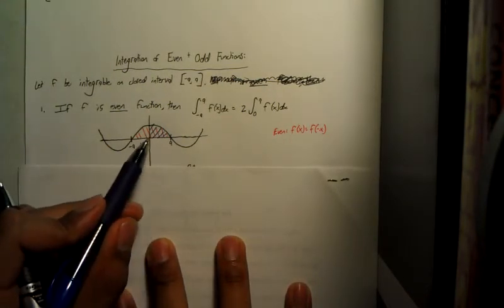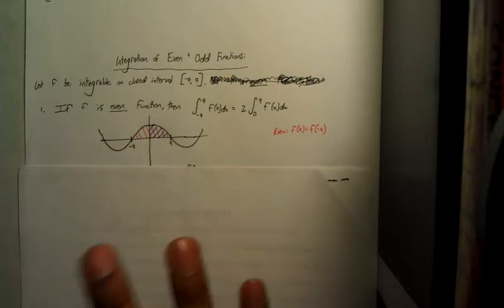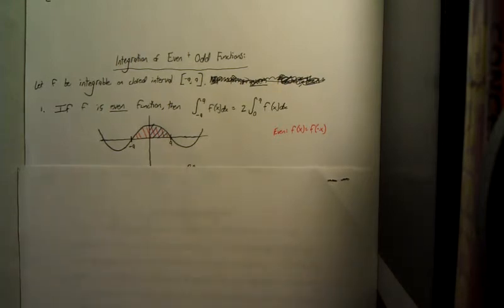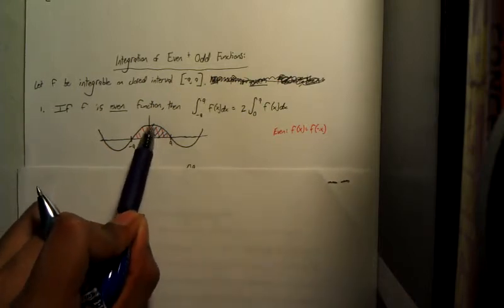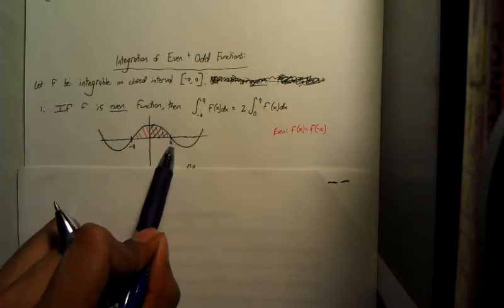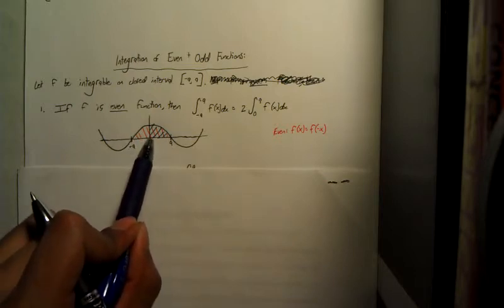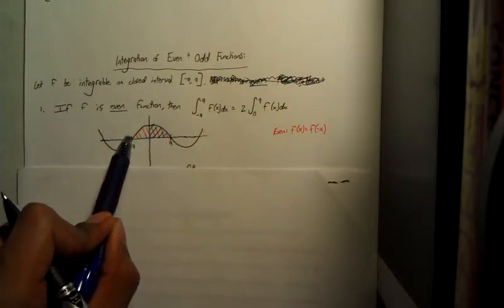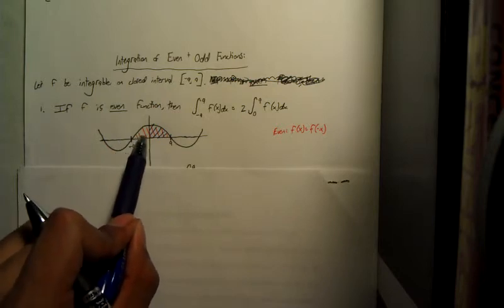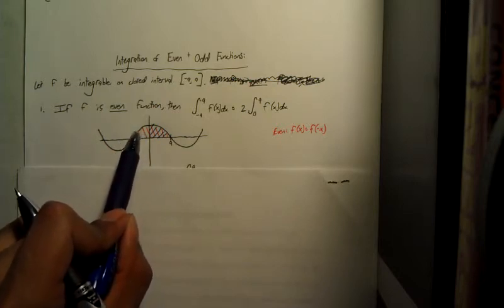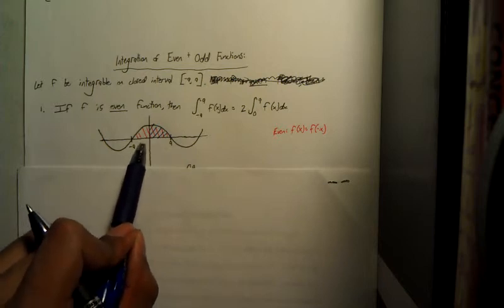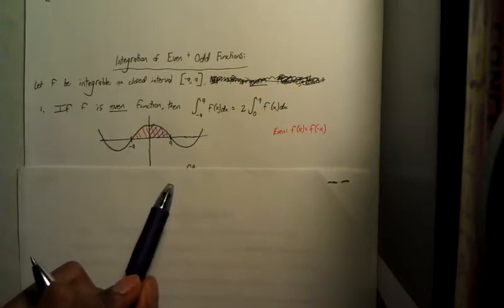And if you look at the picture, that makes sense, because remember that even functions are symmetrical across the y-axis, which means that one side of the y-axis is going to be the exact same as the other side of the y-axis. So if you've got an area of 2 over here up to a, then if it's symmetrical across the y-axis, the integral will be 2 as well from 0 to -a.